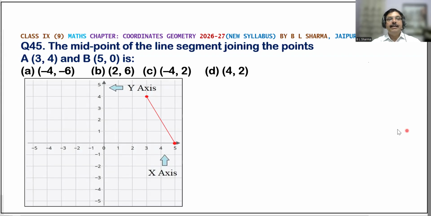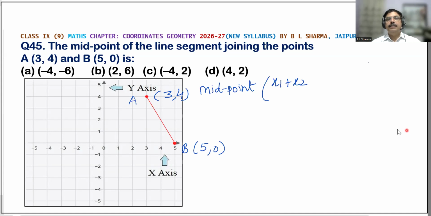पहले लिखिए the coordinates of A are 3, 4 and coordinates of B are 5, 0. अब हम मिड पॉइंट फॉर्मूला अप्लाई करते हैं. Midpoint is given by x1 plus x2 by 2, means half of the sum of x coordinates, and for the y coordinate, half of the sum of y coordinates.